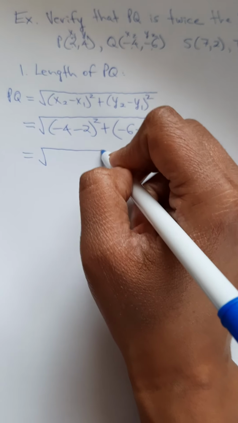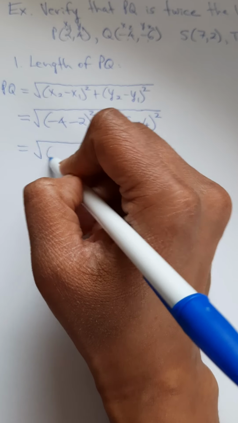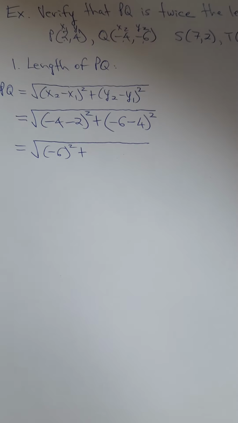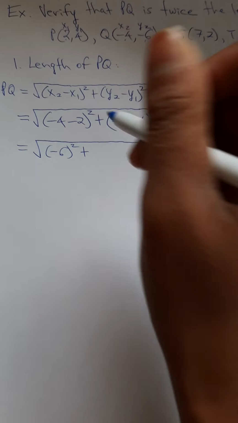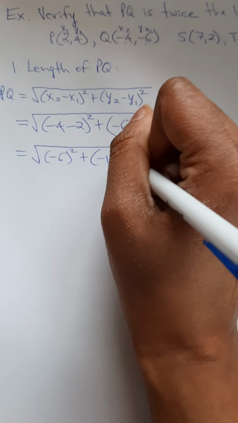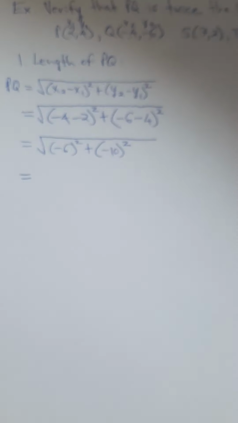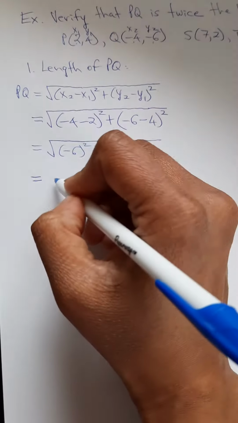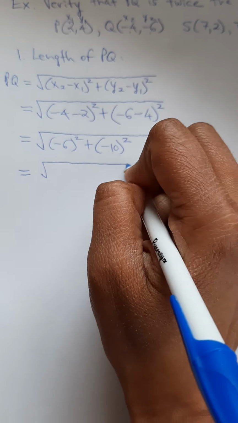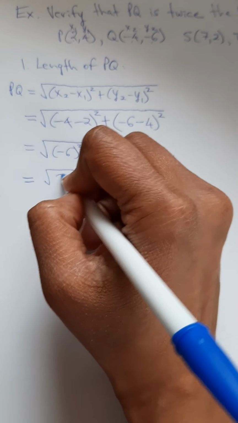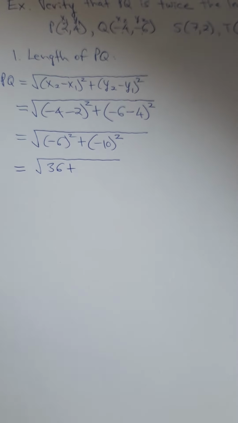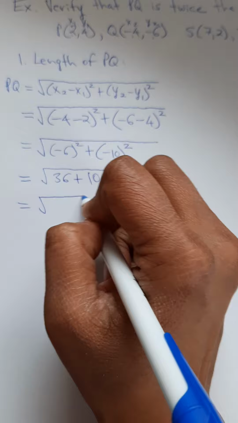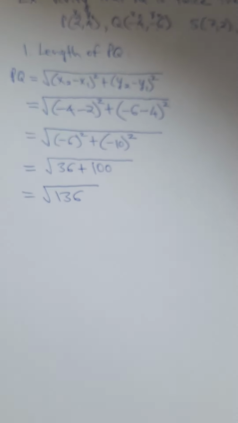Let's put one step in between. So this is negative 4 minus 2, negative 6 squared. Negative 6 minus 4, negative 10 squared. Remember to use your calculator as you're doing each of these calculations. There should not be any mistakes in terms of the signs. Negative 6 squared is equal to 36, and negative 10 squared is equal to 100. So we're getting square root 136.